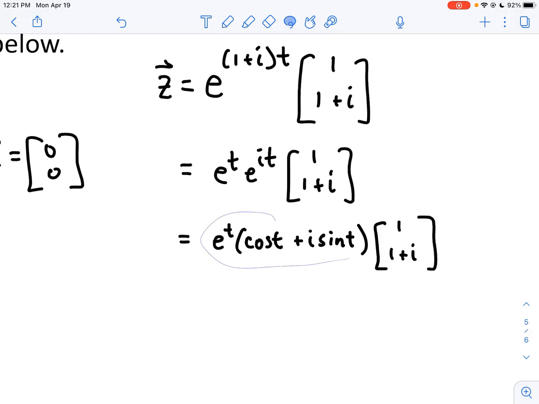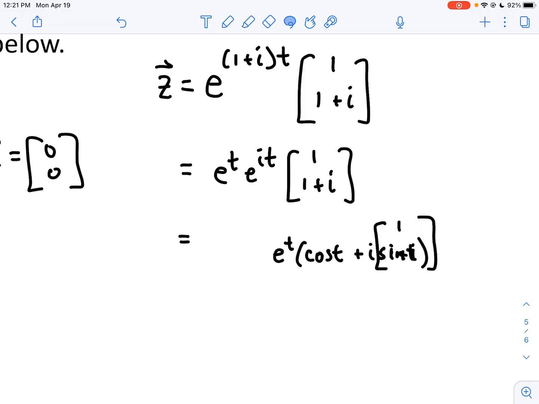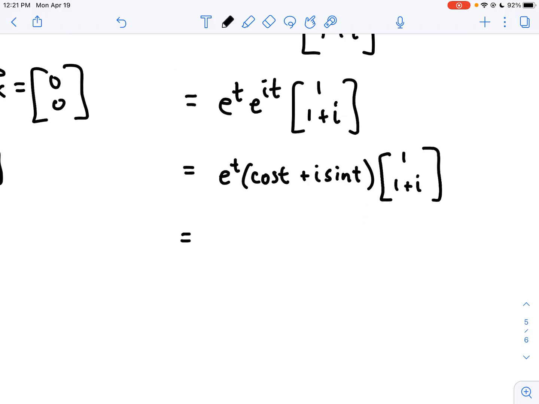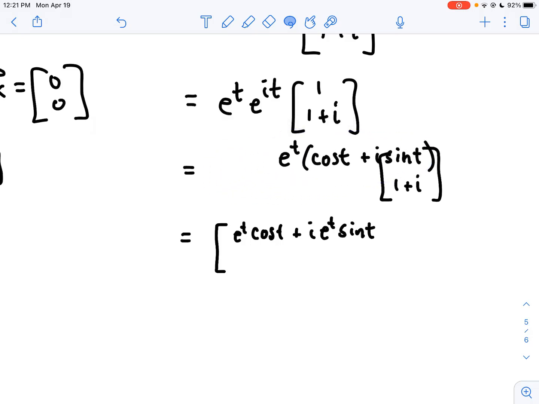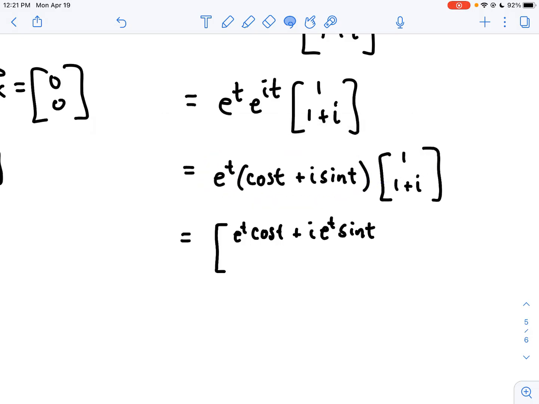Now this all represents a scalar, so I'm going to distribute it to the top component and to the bottom component of this vector, and write this as a 2×1 vector. So I'm distributing it across the top, and I'm going to go ahead and also distribute the exponential across these parentheses. So we have e to the t cosine t plus i e to the t sine t. This is what I get when I distribute the e to the t across these, and then I distribute this up to that first entry.